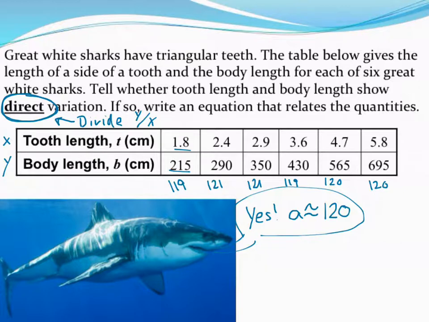We've been asked to go one step further and write the equation for that. So because we know what direct variation looks like, I could say y equals a, which we're going to say is about 120, times x. Or if I want to write it in terms of the problem, the body length of this shark, according to our data, is 120 times its tooth length.